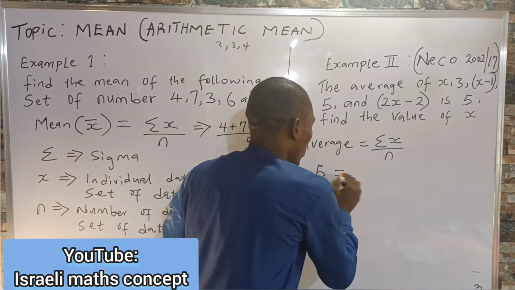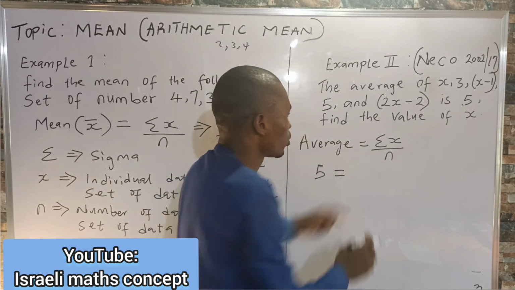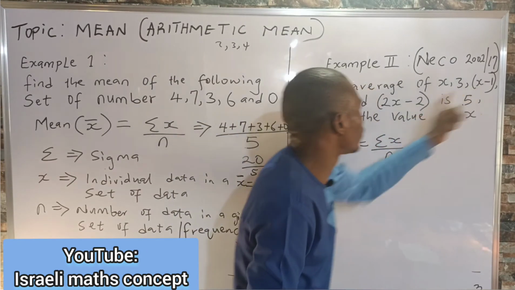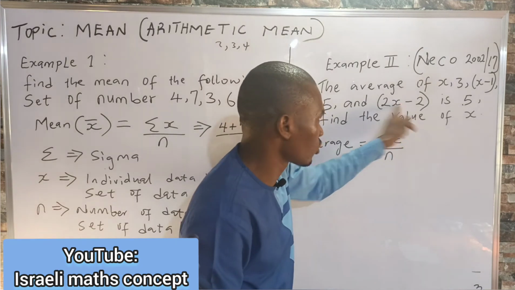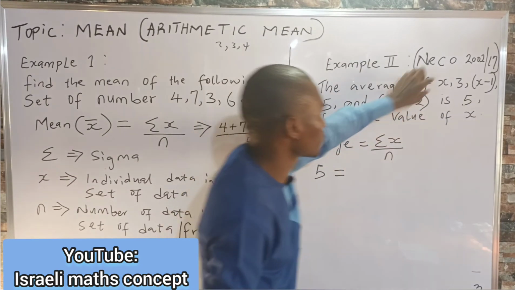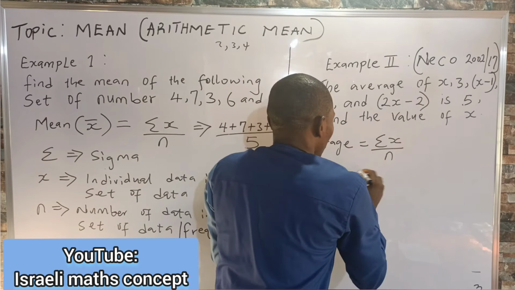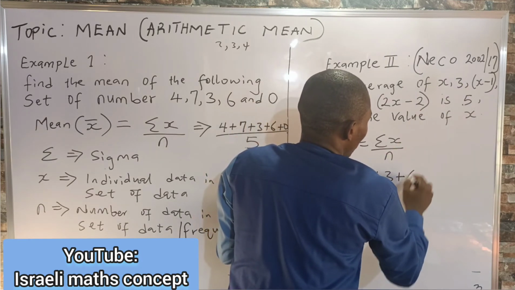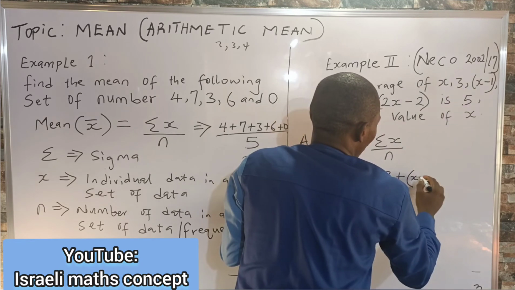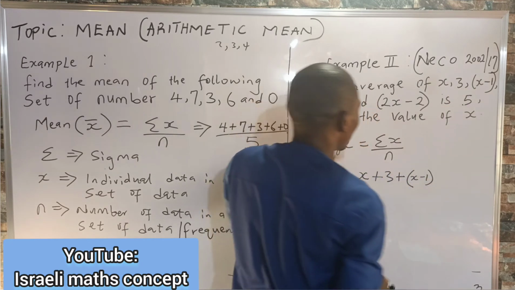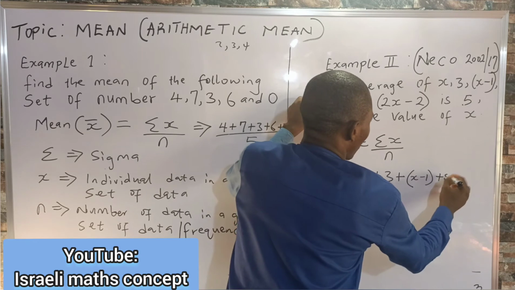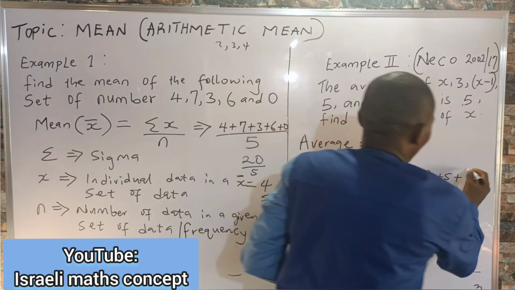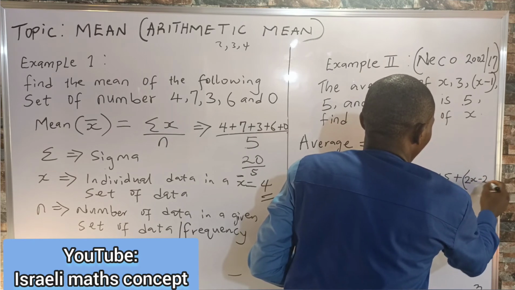And that is equal to, remember, 5 is equal to the summation of x, meaning summing these individual values of this set of data. So the first value we have is x, then plus the next value, which is 3, plus the next one, which is (x minus 1) in brackets, the next one is 5, then the next one we have is (2x minus 2) in brackets.